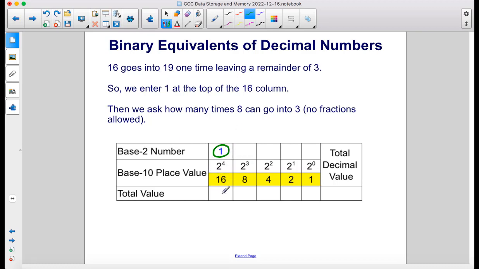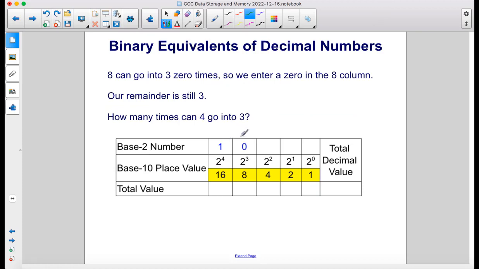So 1 times 16 gives us 16 down here, and we have a remainder of 3. So we keep going with this column with this number. How many times does 8 go into 3? 0 times. So we'll end up with a 0 here.